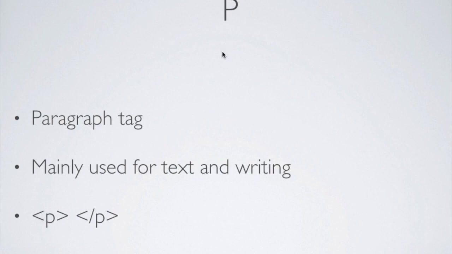The letter you use to call the paragraph tag is p. It's mainly used for text and writing, and the syntax goes open angle bracket p, close angle bracket, content in there, open angle bracket /p, close angle bracket.